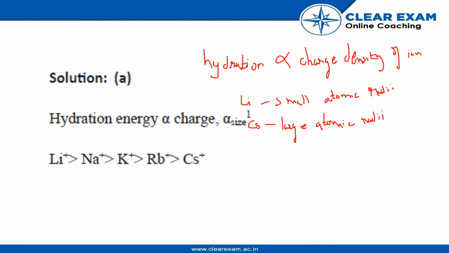and less charge density. Hence, option number 1, which says lithium, sodium, potassium, rubidium, and cesium is the correct option. Whereas lithium has higher hydration energy and cesium has lower.